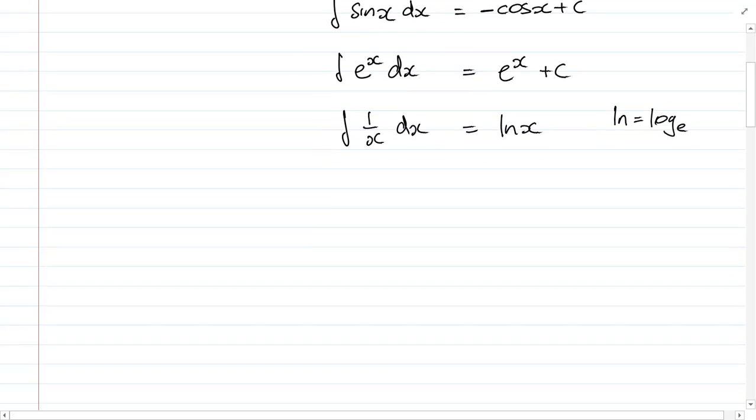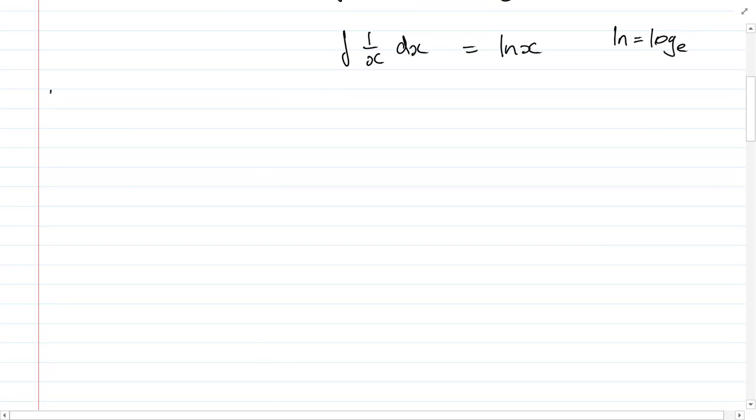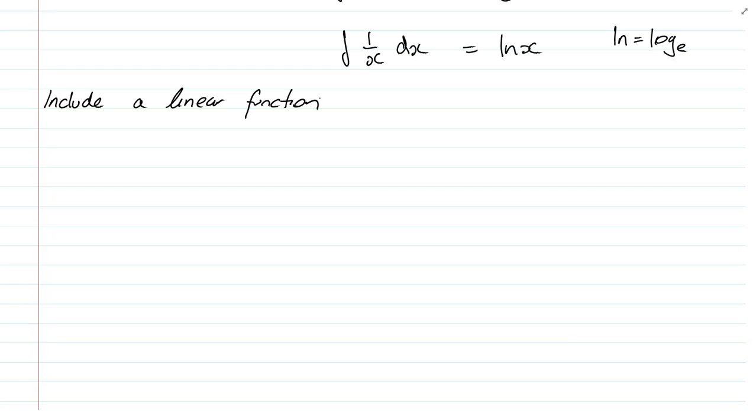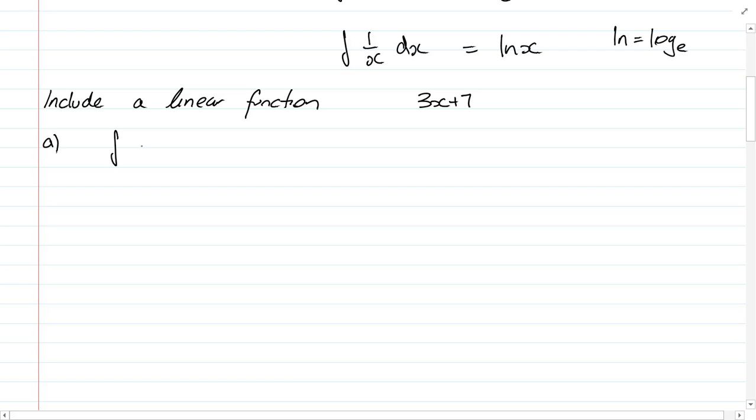What about if there's a linear function within any of these? So if they include a linear function, and this just makes a slight difference to just that x. X is obviously a linear function by itself, but it's a very standard form, just equals x. We're going to change that x now, and instead we're going to insert 3x plus 7 into some of our questions to see how they look then. So let's imagine we're integrating 3x plus 7 to the power of 7 dx.